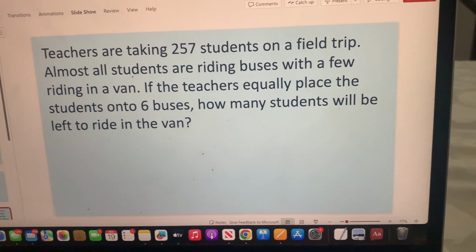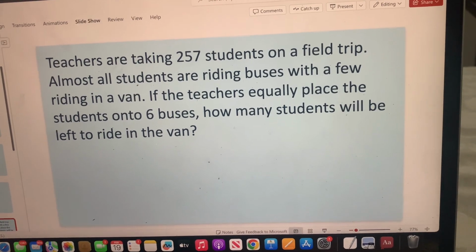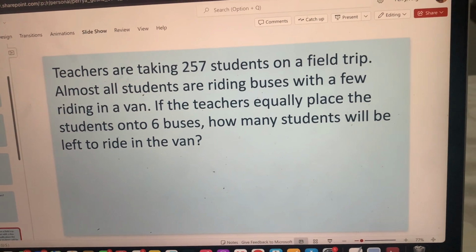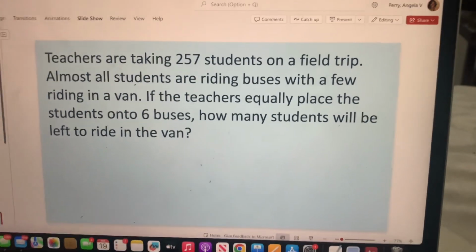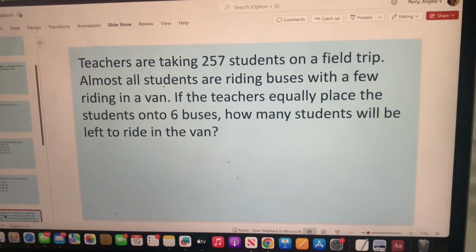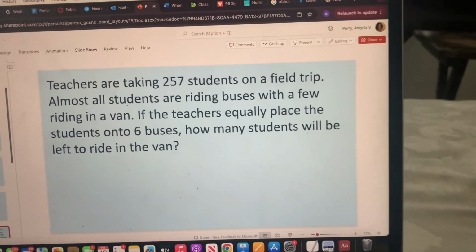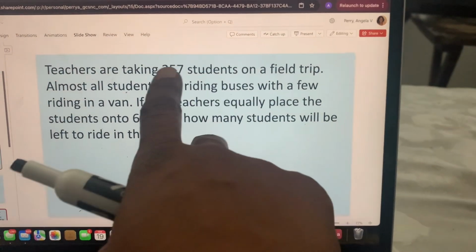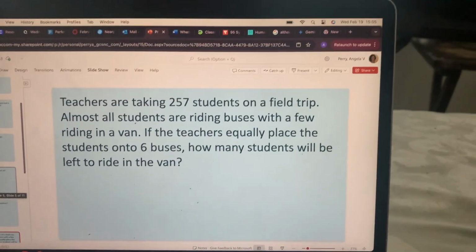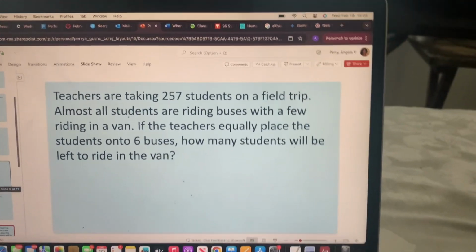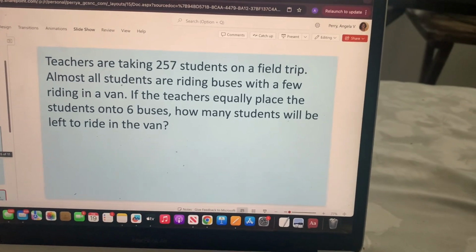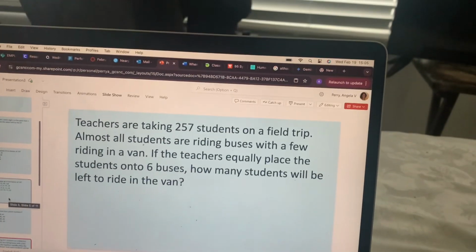Okay. So I want you to determine what operation we are doing. Is it addition, subtraction, multiplication, or division? And how do you know? So I would say it gives me the total, the 257. It equally places them. So that's division. Division gives you the total. That's the number that's in the box.